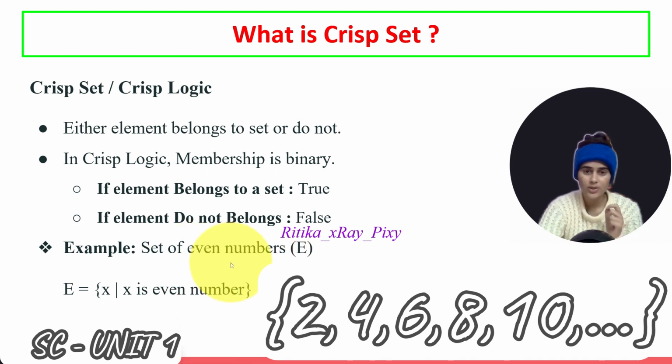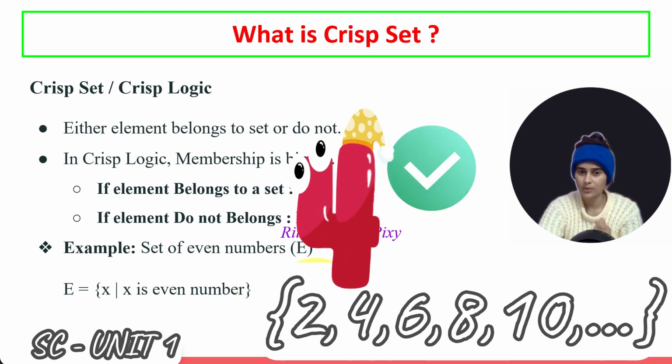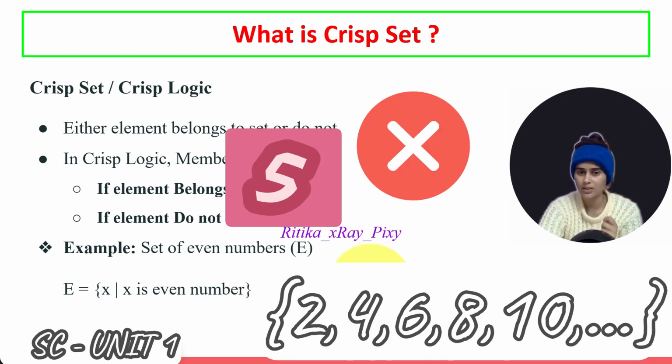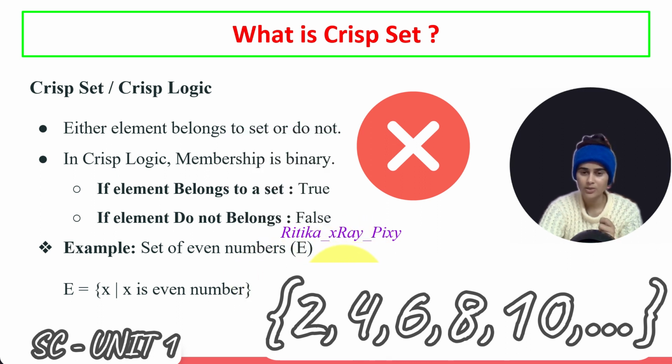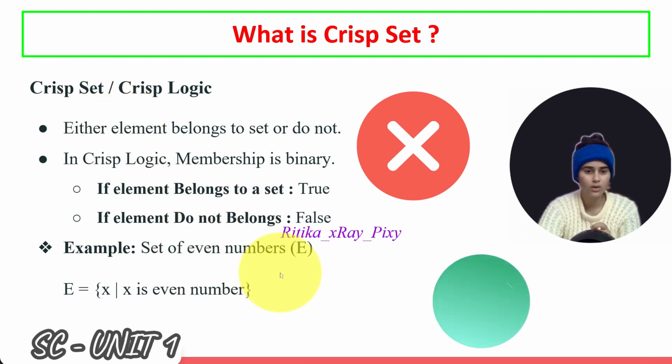For example, we will consider a crisp set of even numbers. In classical logic, an even number is defined as a number that is completely divisible by 2 without leaving any remainder. For example, we have the number 4. It is clear that it is an even number, so it belongs to the set. For example, we have another number, 5. It is clear it is not. So number 5 is not an even number, so the element does not belong to the set. So in a crisp set, either an element belongs to a set or it does not belong to a set. There is no in between.